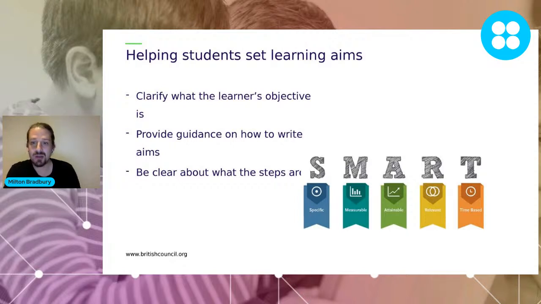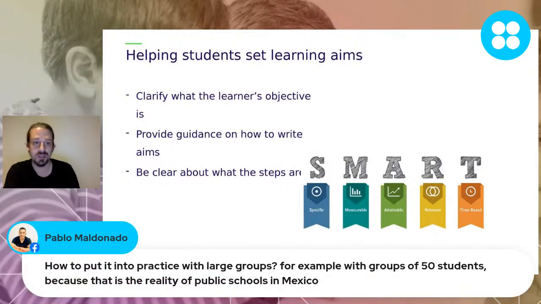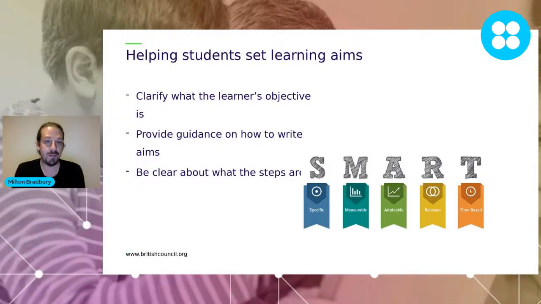Pablo says, how to put into practice with large groups, for example, with groups of 50, because that is the reality of public schools in Mexico. I think, Pablo, are you talking about setting learning aims? If you're talking about setting learning aims, the reality is we need to place some responsibility on our learners, okay? And I understand that you have groups of 50 students, and it's very, very difficult to promote that with such a big group.